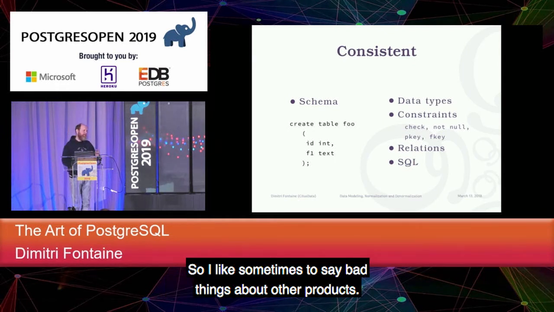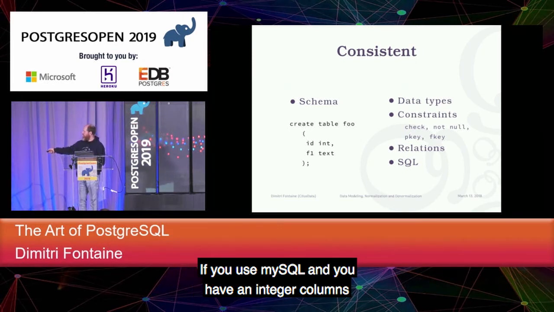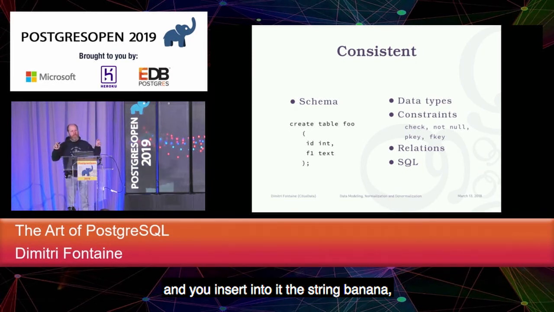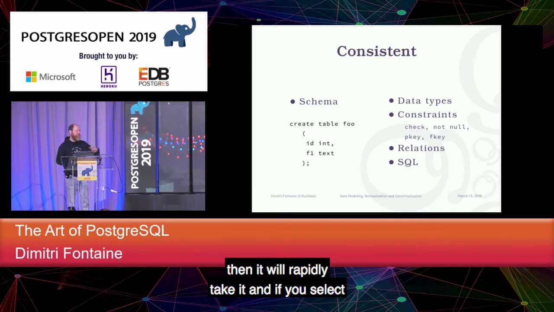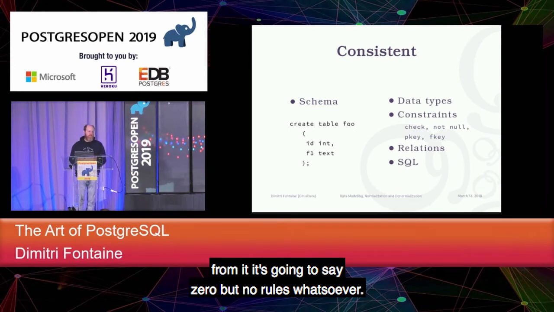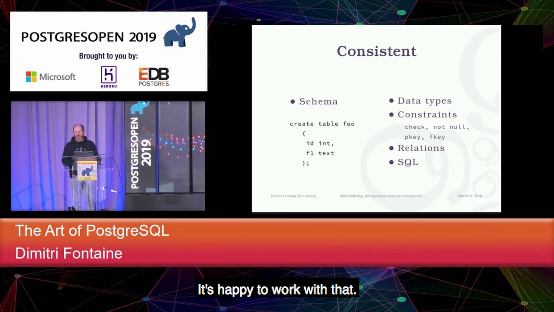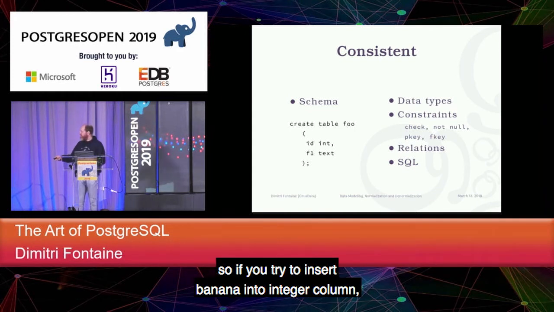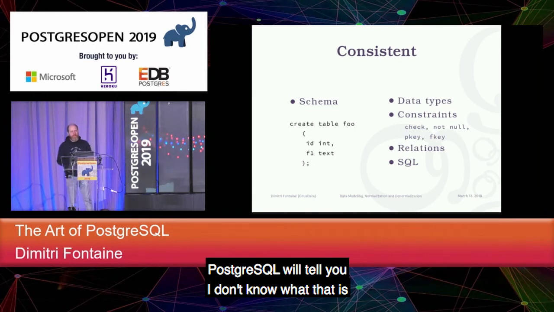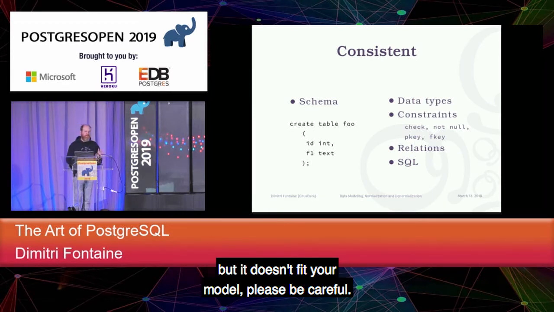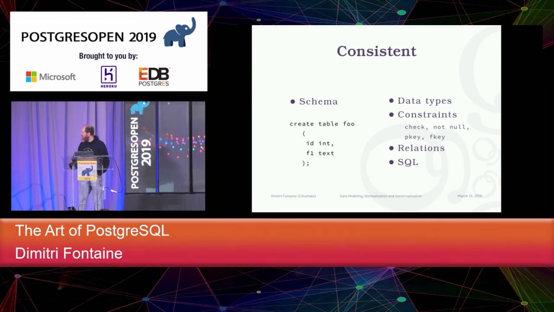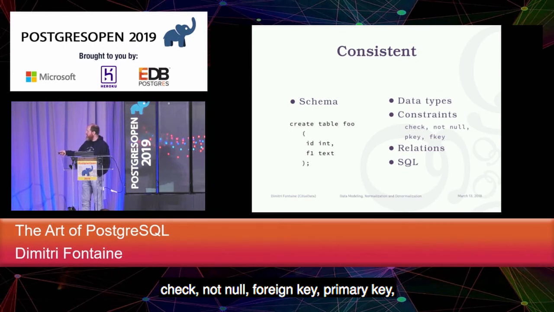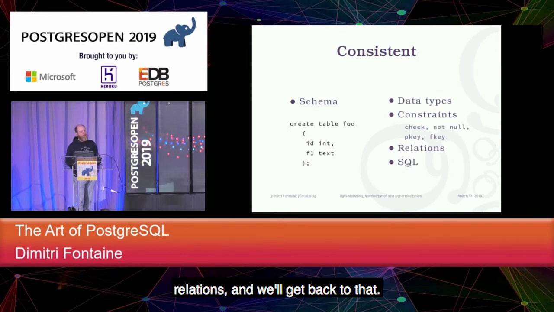So I like sometimes to say bad things about other products. If you use MySQL and you have an integer column and you insert into it the string banana, then it will happily take it, and if you select from it, it's going to say 0, but no errors whatsoever. It's happy to work with that. So maybe it's not consistent, I don't know. With PostgreSQL, we don't do that. So if you try to insert a banana into an integer column, PostgreSQL will tell you, hey, no, I don't know what that is, but it doesn't fit your model. Please be careful. And then we have constraints like check, not null, foreign key, primary key, relations. And we'll get back to that.